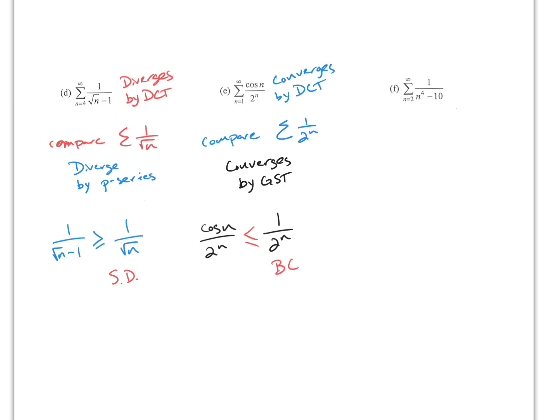All right, let's look at this next one. Flick fat thumb, what do we compare it to? We're going to compare it to 1/n⁴. What do we know the summation of 1/n⁴ does? It converges. Why does it converge? By p series.